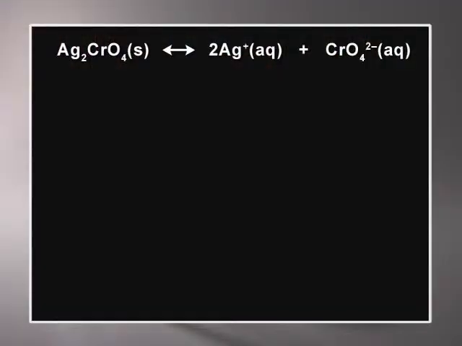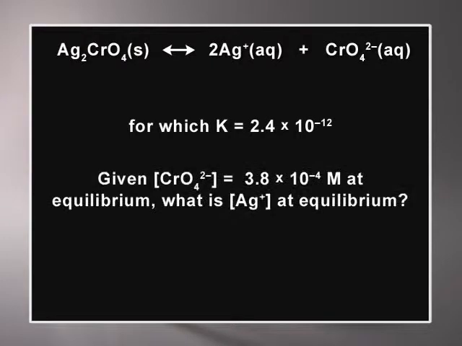And here's another slight variation. Solid silver chromate, Ag2CrO4, is in equilibrium with its aqueous ions, silver ion and chromate ion. The equilibrium constant for this reaction is equal to 2.4 times 10 to the minus 12th, a very small value. Given the equilibrium concentration of chromate ion shown on the screen, what is the equilibrium concentration of silver ion?